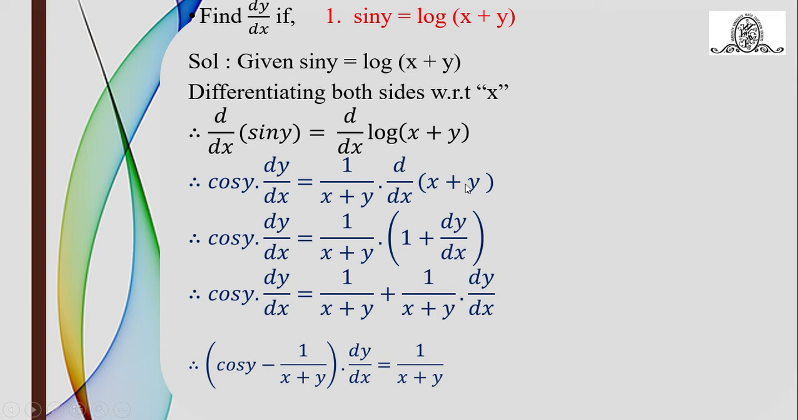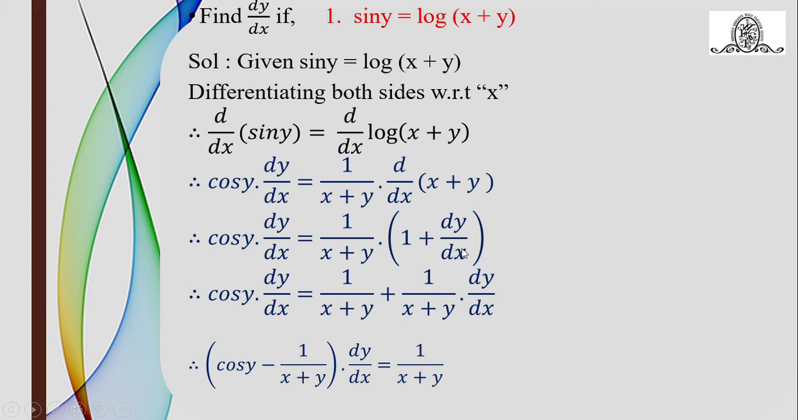After that, our question is to find dy by dx, students. It means we have to solve this whole equation for dy by dx. We observe that there are two terms containing dy by dx, so we first have to open this bracket in the RHS. In the next step, the left hand side is as it is and the bracket is opened in the RHS. So 1 upon x plus y into 1 is 1 upon x plus y, plus this addition sign, 1 upon x plus y gets multiplied with dy by dx.